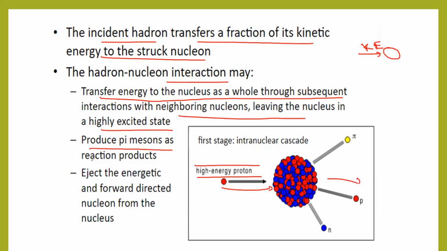Produce pi meson as a reaction product. This is the pi meson. It is also a subatomic particle. Eject the energetic and forward directed nucleons from the nucleus. It can eject nucleons like protons or neutrons from the nucleus. So this is the intranuclear cascade of the nuclear spallation reaction.